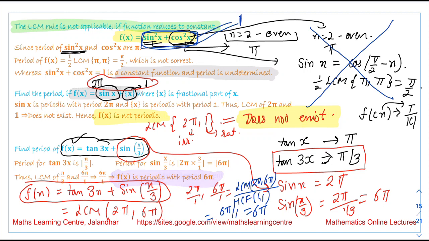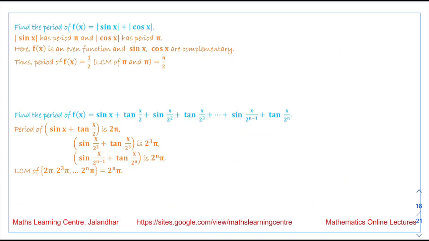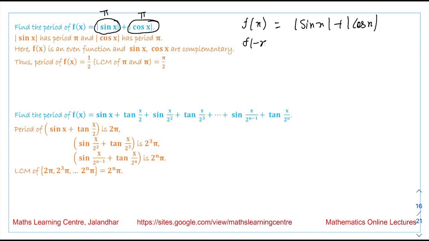Next, find the period of f(x) is equal to mod of sin x plus mod of cos x. From the table we have already seen that the period of the function mod of sin x and mod of cos x is pi. The period of both these functions individually is pi. We are adding these two functions, and further, this function f of x we are talking about is mod of sin x plus mod of cos x. If we write the value of f of minus x, we have mod of sin x plus mod of cos x, and that is equal to f of x.